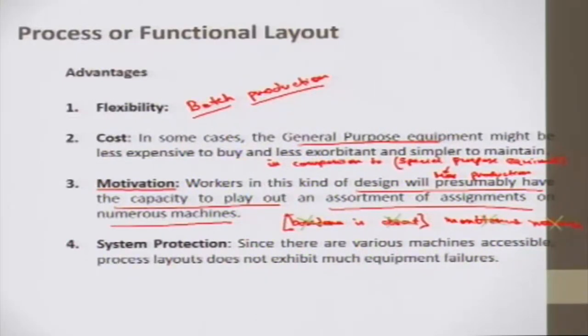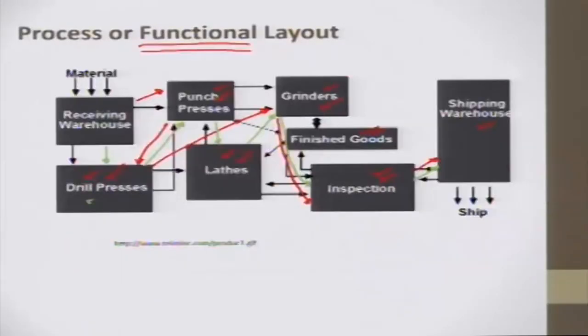Next is system protection. Since there are various machines accessible, process layout does not exhibit much equipment failure, because even if one machine fails here, for example I have here 5 different processes, and if one is not working, the other 4 can serve the purpose.